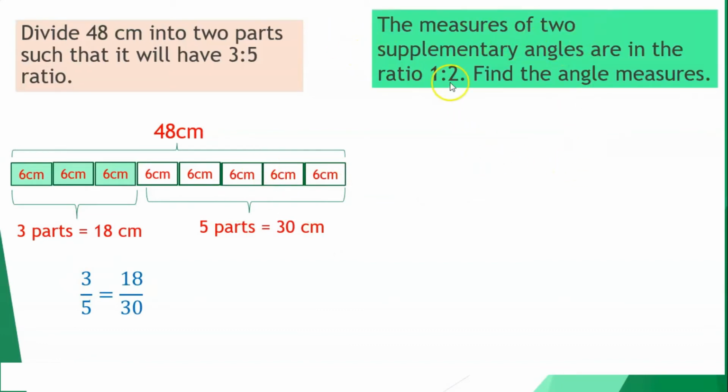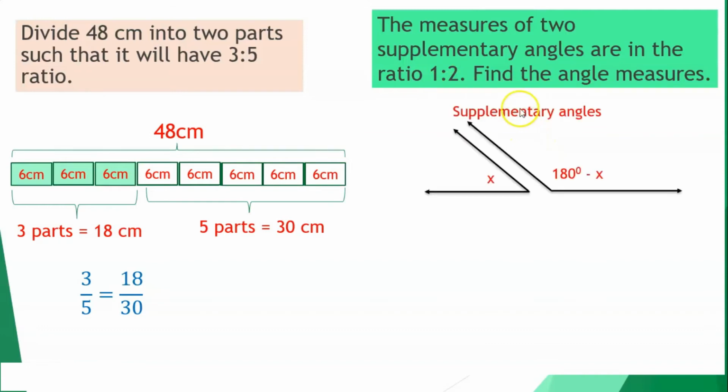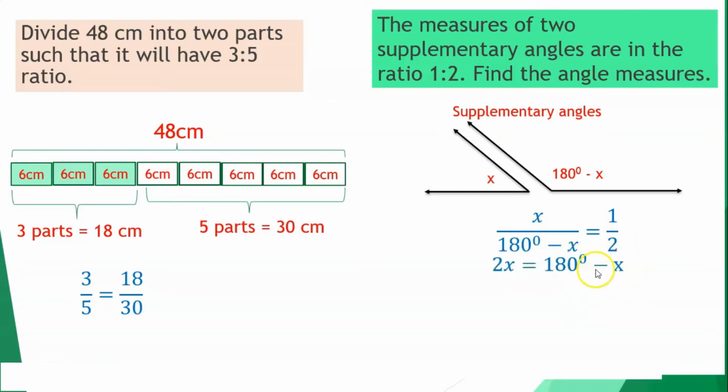Next, the measures of two supplementary angles are in the ratio 1:2. Find the angle measures. So take note, for supplementary angles, the total is 180 degrees. The ratio is 1:2. So if one angle is x, the other angle would be 180 degrees minus x. So our ratio here would be x over 180 degrees minus x is equal to 1/2. Cross multiplying, we'll get this, transferring x to the other side. Dividing both sides by 3, we will end up with 60 degrees.